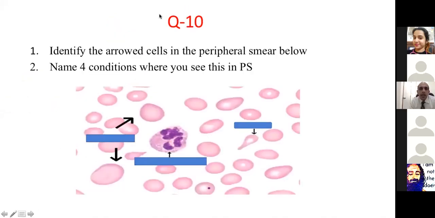So we come to the 10th question. We have an image in front of us. Identify the arrowed cells in the peripheral smear. Name 4 conditions where you see this.